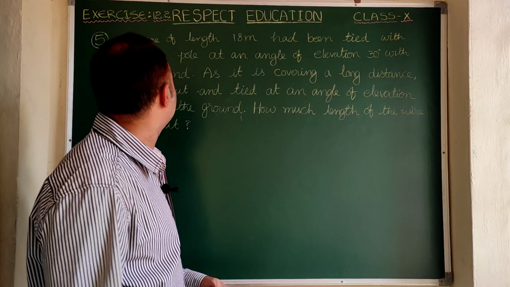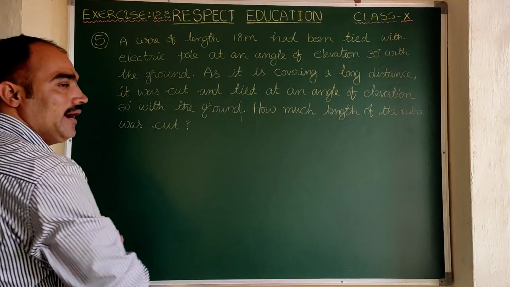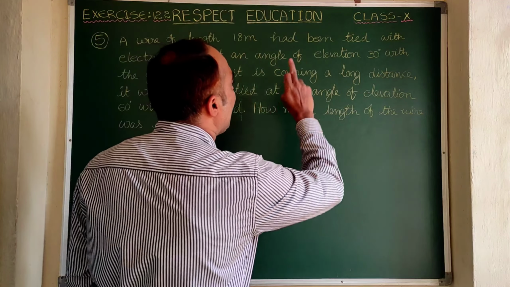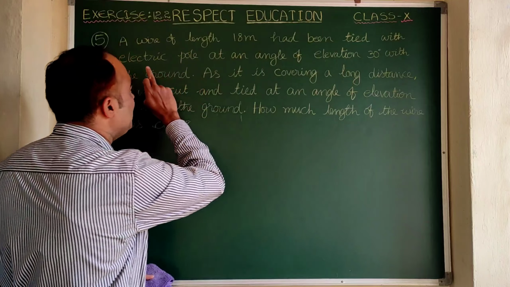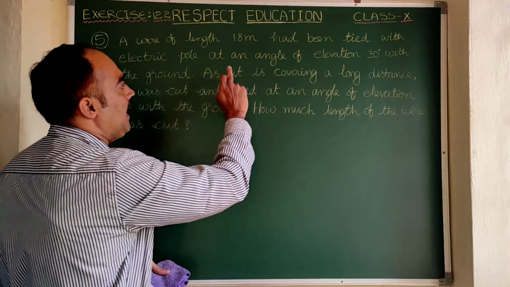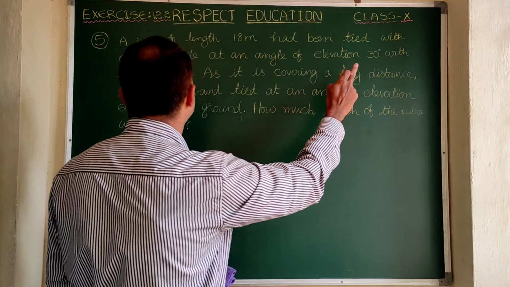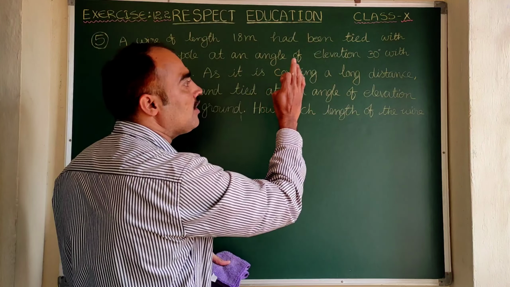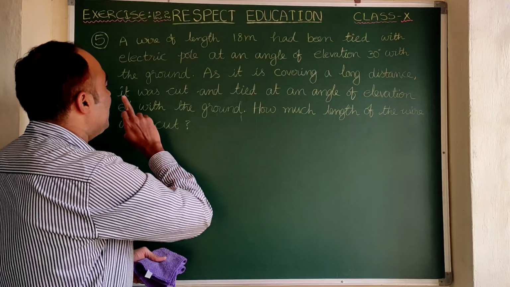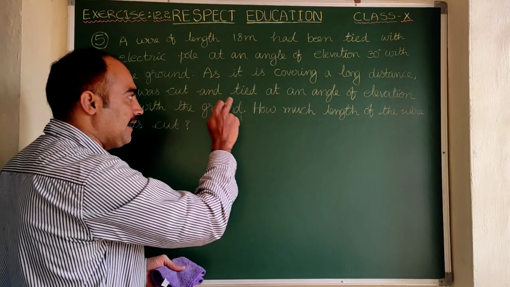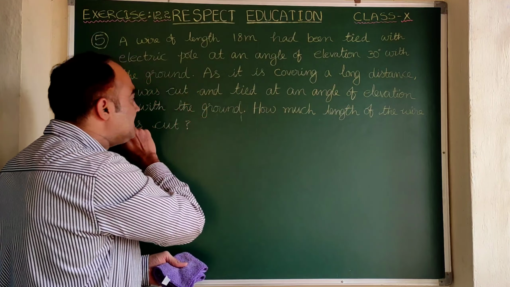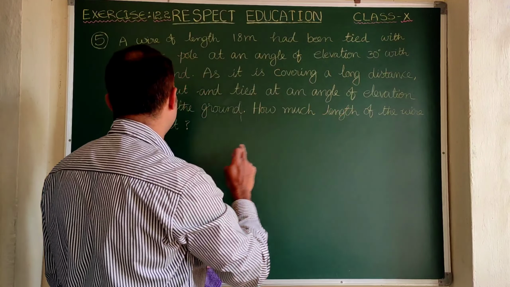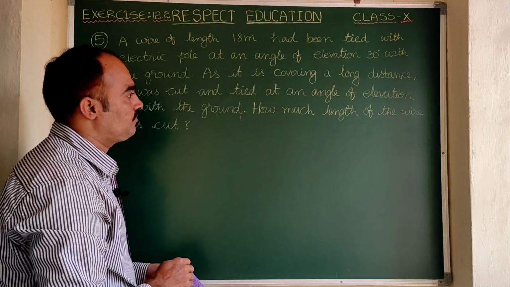Now let us see the next question, question number 5. A wire of length 18 meters had been tied to an electric pole at an angle of elevation of 30 degrees with the ground. As it is covering a long distance, it was cut and tied at an angle of elevation of 60 degrees with the ground. How much length of the wire was cut?